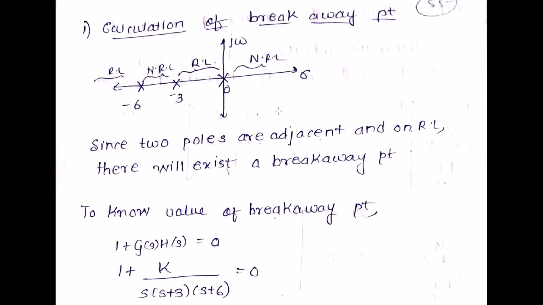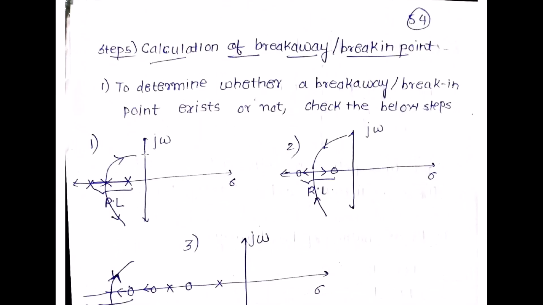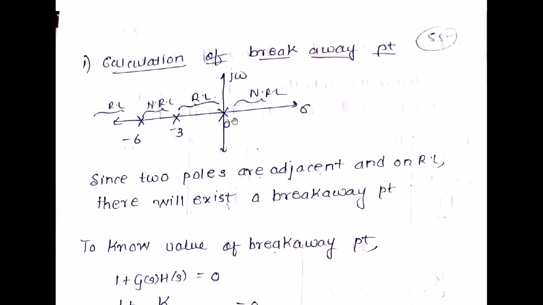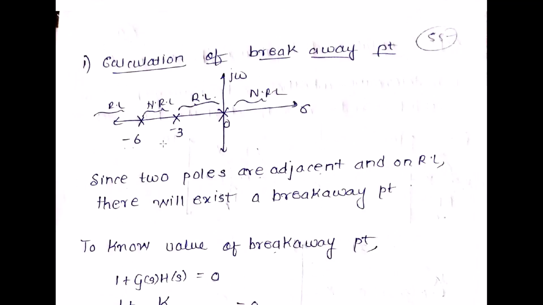Now if you see over here, we have got the original pole 0 plot, right? This one I am taking over here. I have two poles and the region between them exists on the root locus, hence there will exist one breakaway point. This is from rule number 1 we have got.